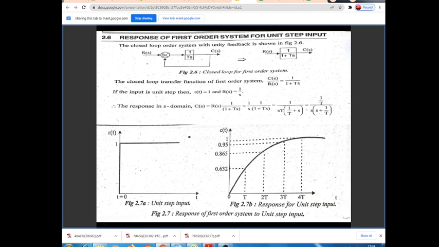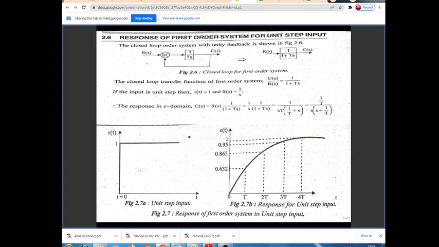Here you can see the ratio: at t equal to T, you get 0.632. At 2T, you get the value of 0.865. By applying the values of t as 1T, 2T, 3T and 4T, you get the values. This is how the first order system response is generated.